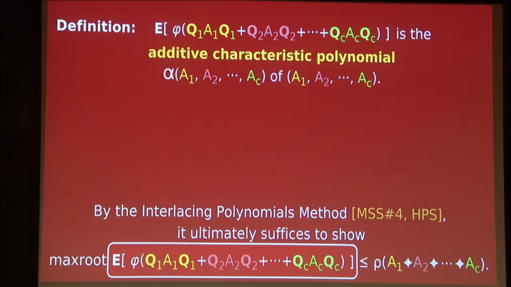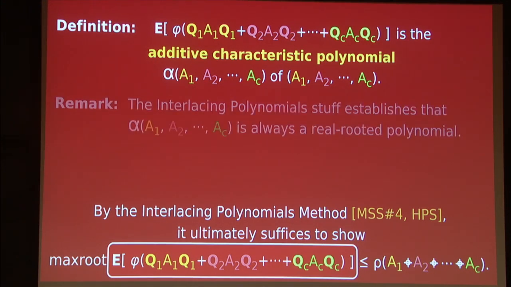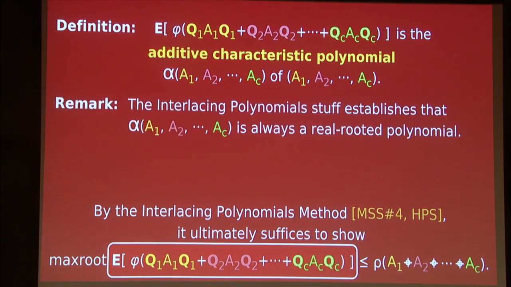So we give this polynomial a name. We're going to call this the additive characteristic polynomial of this list of matrices, and we'll denote it by alpha. So it's the alpha polynomial. It's a univariate polynomial. It's the expected characteristic polynomial of this thing. We have to bound its max root. By the way, this is not obvious, but the interlacing polynomial stuff also establishes that this is a real rooted polynomial, which is surprising, but it's true. So now maximum has a natural meaning.